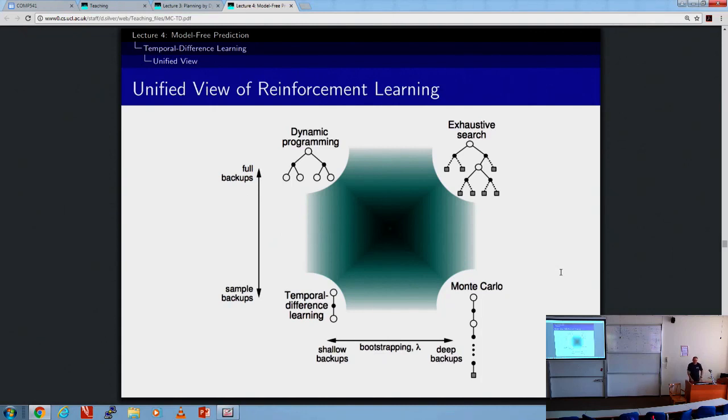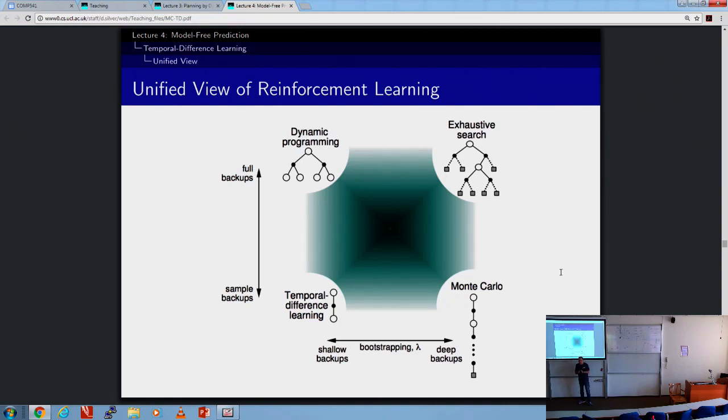And this is sort of the summary of this lecture in general. On the x-axis, we're looking at shallow backups versus deep backups. What I mean by that is shallow backups only look at one or two steps and use that as the target, whereas deep backups go all the way to the end of the game and try to generate some value from there. On the y-axis, we have sample versus full. This refers to the width of our analysis. The x-axis refers to the depth. The y-axis is referring to the width.